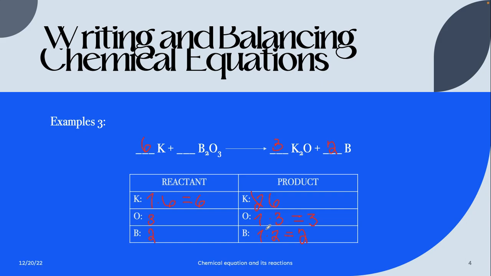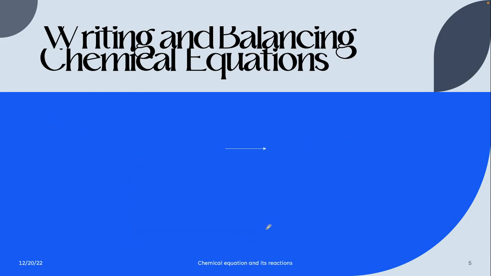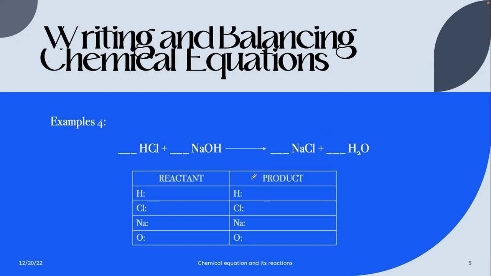Let's take a look at another example. So now we have here hydrogen chloride plus sodium hydroxide, which when reacted gives you sodium chloride and water. Just like the others, we're going to create our table and take the respective elements of each one of them. So we have hydrogen, chlorine, sodium, and oxygen. Now let's write how many of each there are.